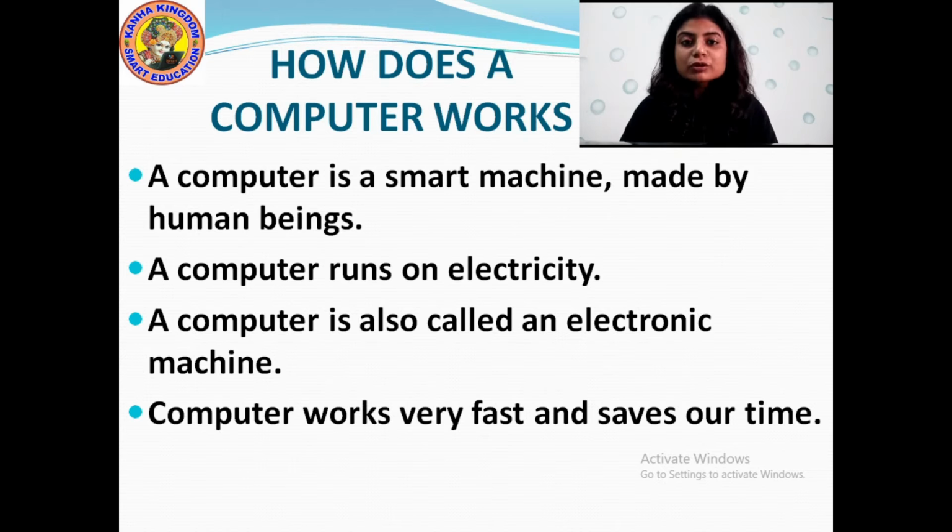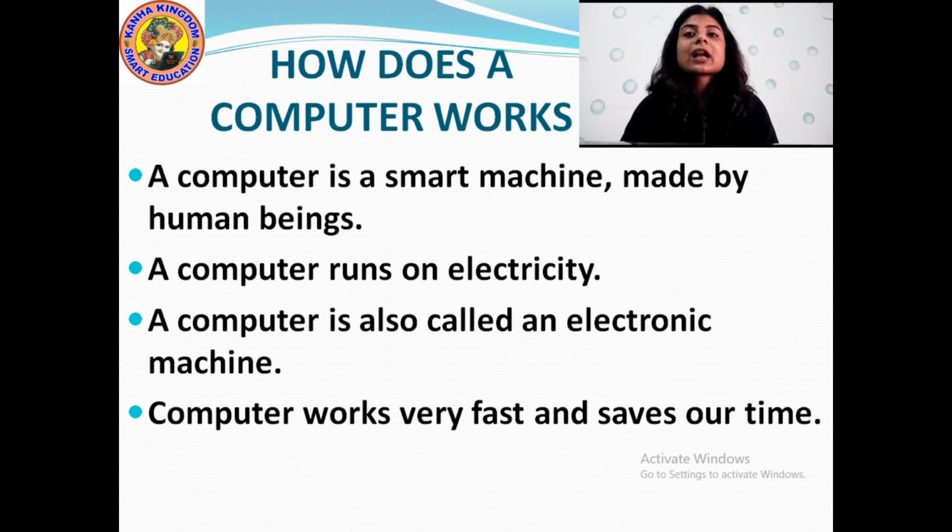Okay, as we need food to work, we eat food. Yes or no? We eat food to work. In the same way, a computer runs on electricity. It needs electricity to work. Since it needs electricity to work, that is why a computer is also called an electronic machine. Now, why is computer called an electronic machine? Because computer works on electricity. That is why a computer is also called an electronic machine.